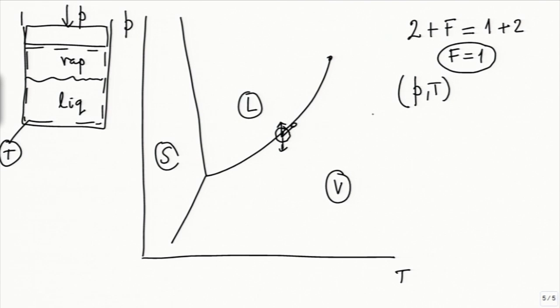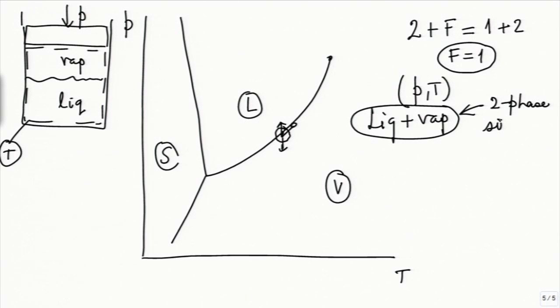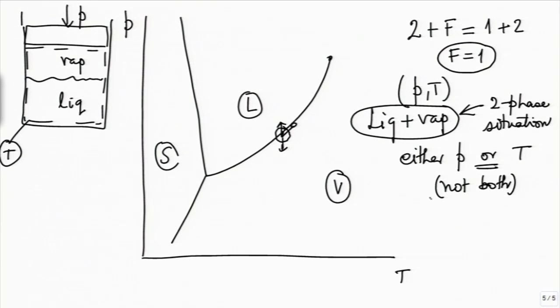So that means when you have liquid plus vapor together, what is known as a two phase situation or a state with two phases in it, we can select either pressure or temperature, but not both. And that means on this line, which is known as the liquid vapor equilibrium line, we must consider that pressure must be defined as a function of temperature, or temperature must be defined as a function of pressure. This line is known as the liquid vapor saturation line.